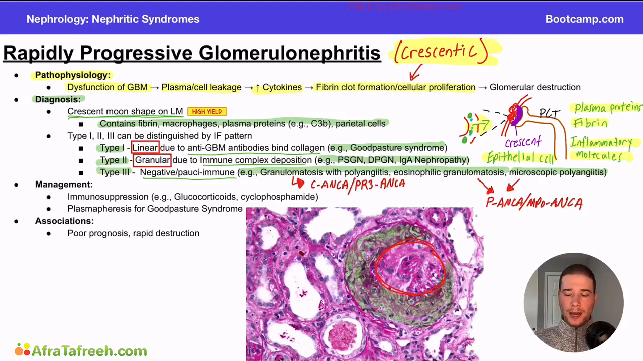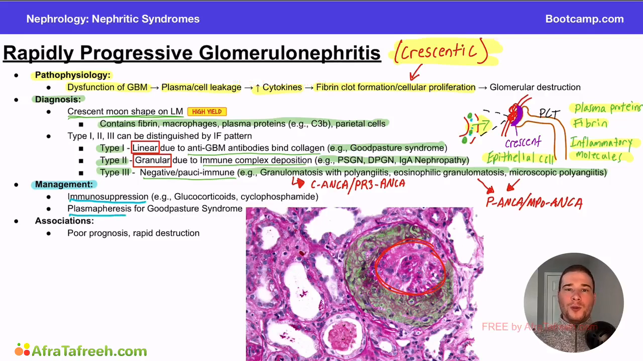Next, I want to move on to the management options for these conditions, and the main thing we have to offer is immunosuppression, such as glucocorticoids or cyclophosphamide. And this should make sense to you because these are immune-mediated responses, right? So if we calm down the immune system, potentially we can help improve the patient's prognosis. We can also consider things like plasmapheresis to really help remove some of those antibodies from the serum, which are causing the problem. They're causing the kidney pathology.